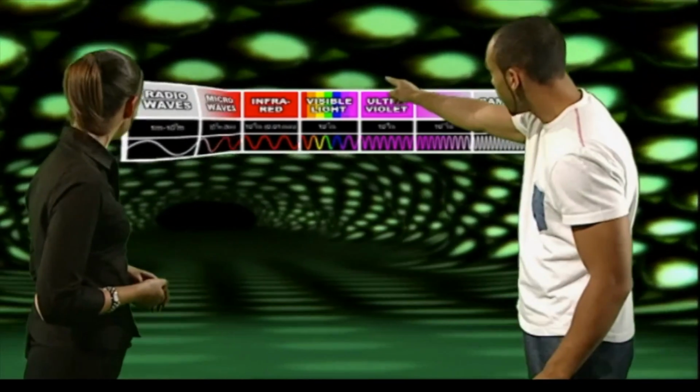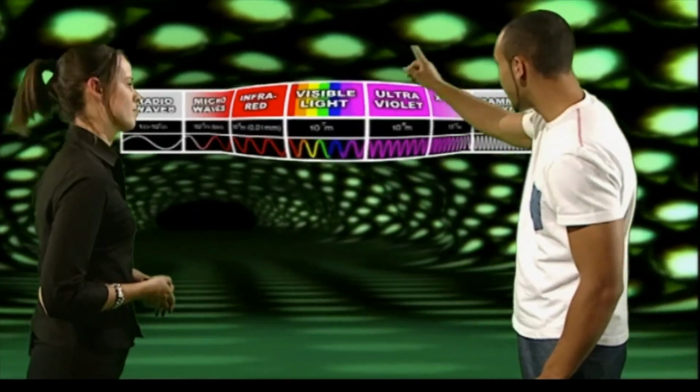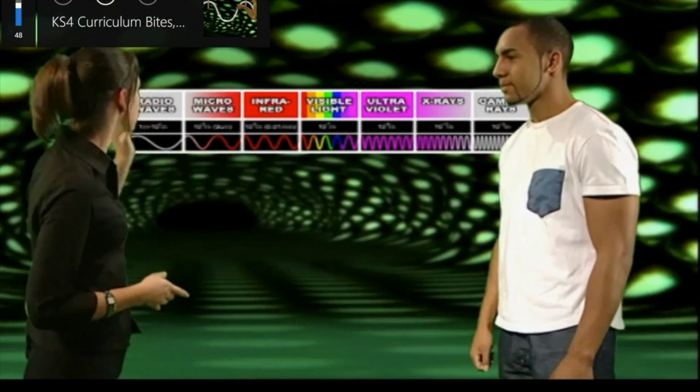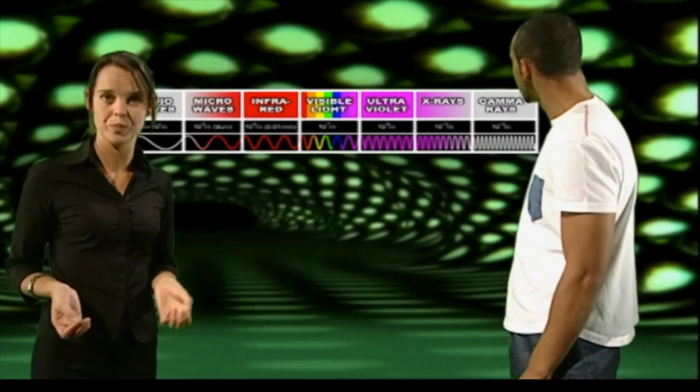So if we look at wavelength, radio waves have the longest wavelength and gamma rays have the shortest wavelength? Right. And because the changes in the wavelength are so gradual, this is called the electromagnetic spectrum.